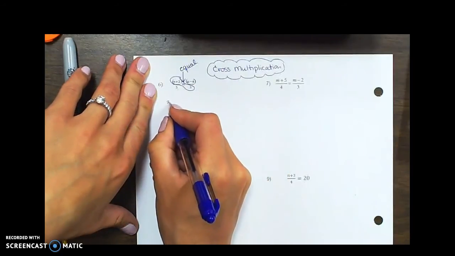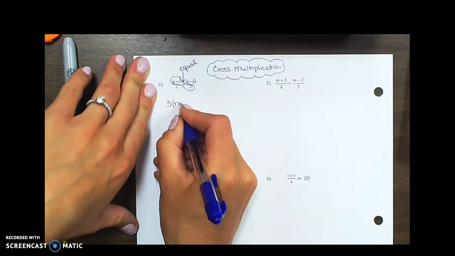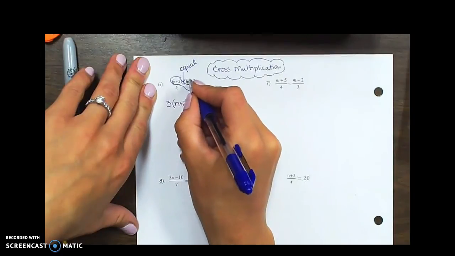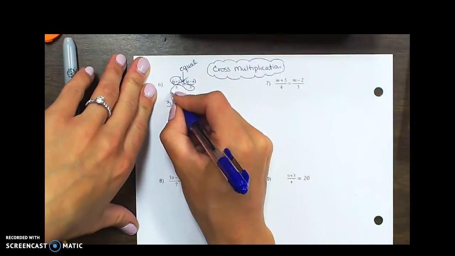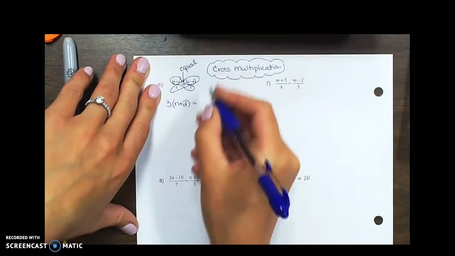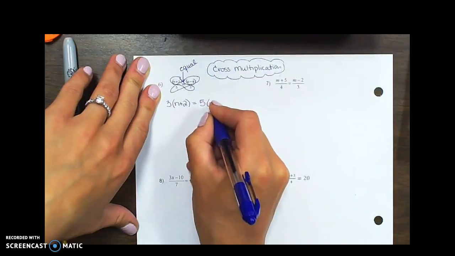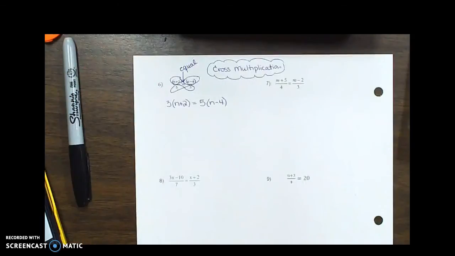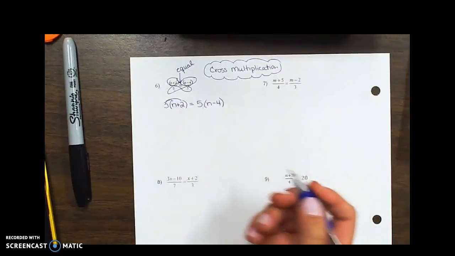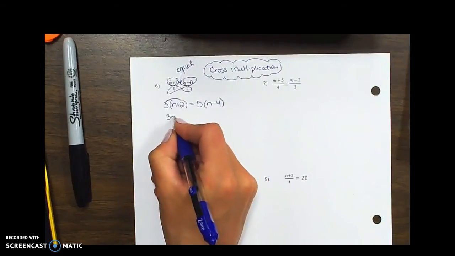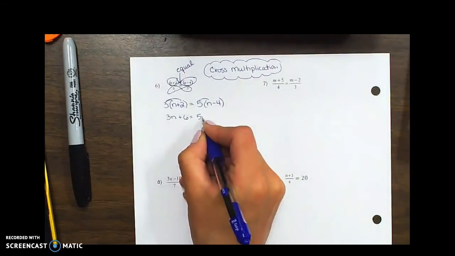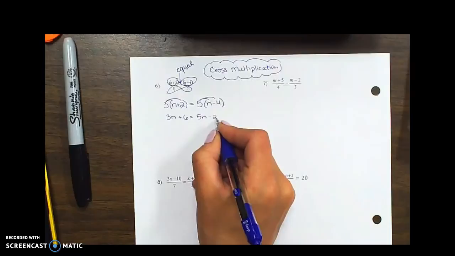So this is going to become 3 times n plus 2 is equal to, now we're going to take the numerator of the second fraction times the denominator of the first fraction. So 5 times n minus 4. And now this is pretty easy to solve. Okay, there's no more fractions. All we have to do is distribute and then solve. So let's go ahead and do that. So 3n plus 6 equals 5n minus 20.